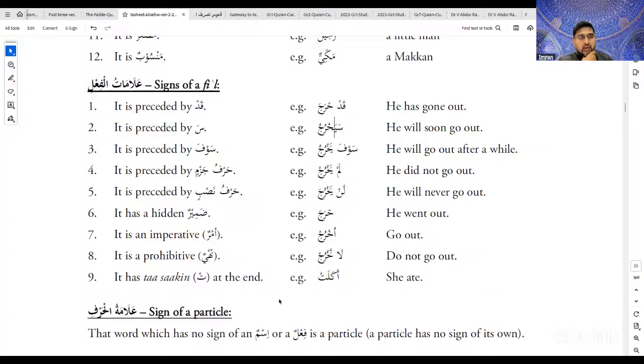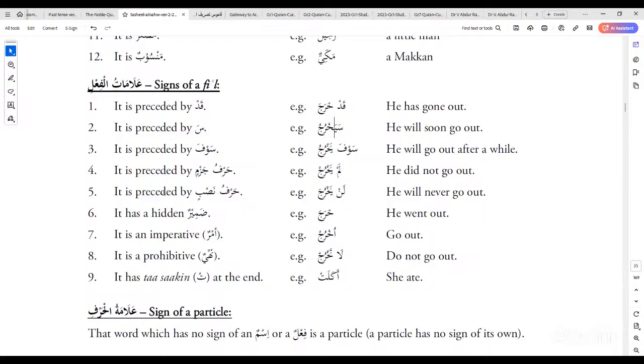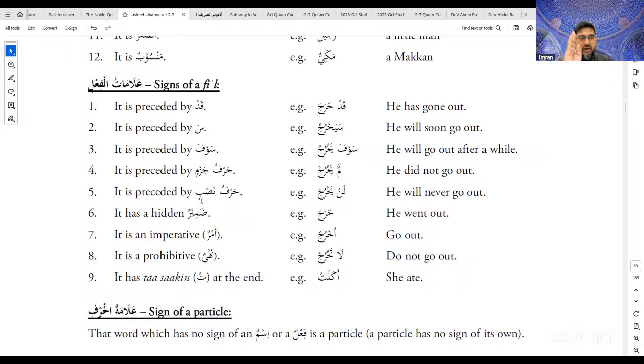How many states does a present tense verb have? The last letter of the present tense, singular. Yakhruj is one person. How many states does the present tense have? It's on the screen. Look at the next one. Yes, there's raf, nasb, and jazm. Fi'l mudari marfu, fi'l mudari majzoom, fi'l mudari mansoob.